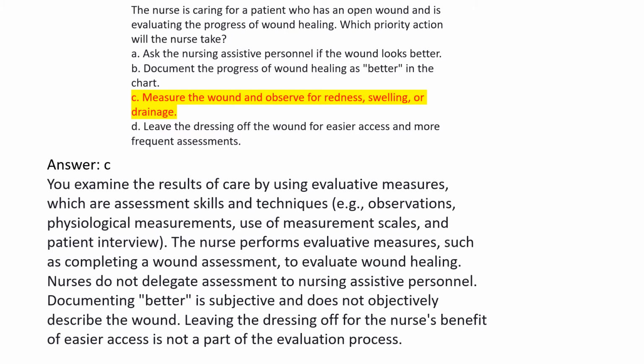Nurses do not delegate assessment to nursing assistive personnel. Documenting better is subjective and does not objectively describe the wound. Leaving the dressing off for the nurse's benefit of easier access is not a part of the evaluation.